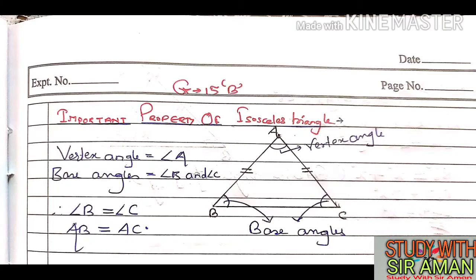Now see, important property of isosceles triangle. What is isosceles triangle? It is a triangle in which two sides are equal. And if two sides are equal, then its base angles are also equal.